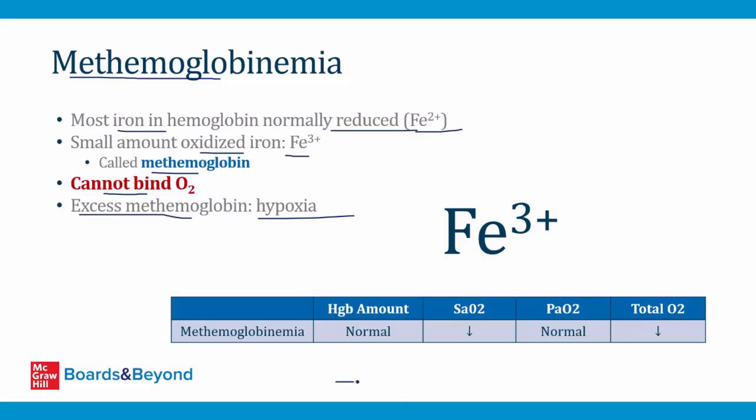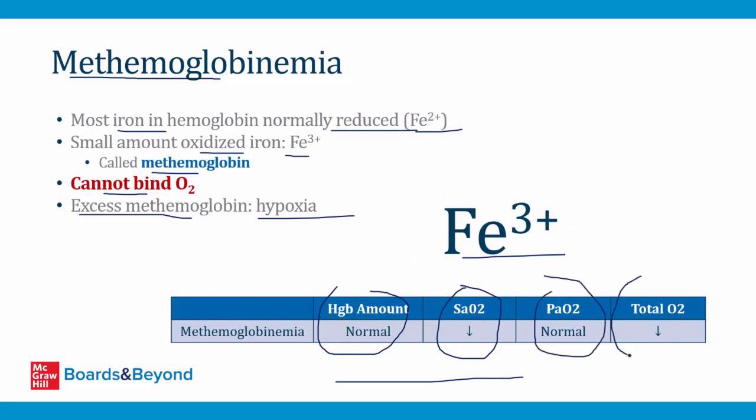And so once again, I've put a table at the bottom of the slide here. These are the things you want to remember about methemoglobinemia. The amount of hemoglobin the patient has is normal, but the SaO2 is reduced, and that's because much of that hemoglobin has iron in the 3+ state and can't bind oxygen. The lungs are working, so the PaO2 is normal, and the total oxygen content of blood is reduced, and that's because of the reduced SaO2.